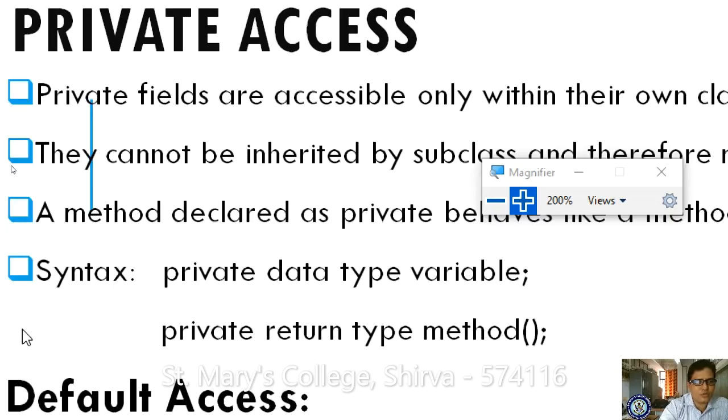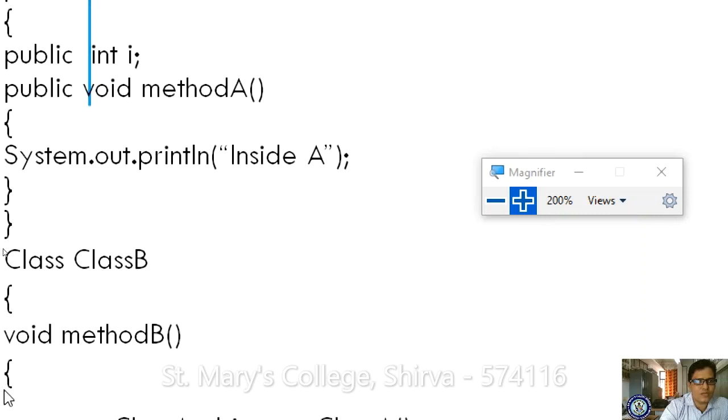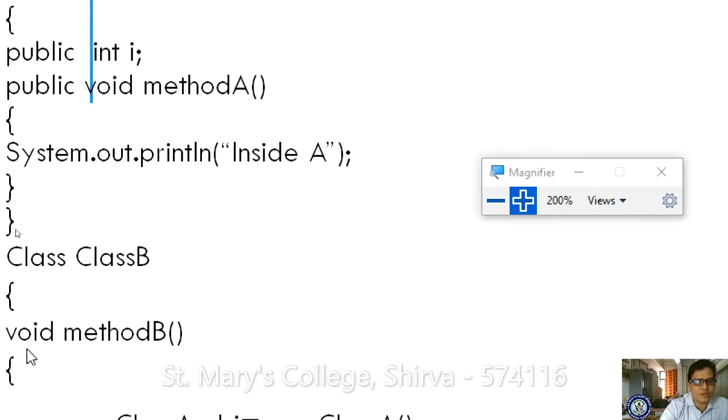I'm starting one more class, that is class B. In class B, I'm taking one more method, a void method, which is not public. You are unable to access this method outside of the class. If you want to access it, it should be public.